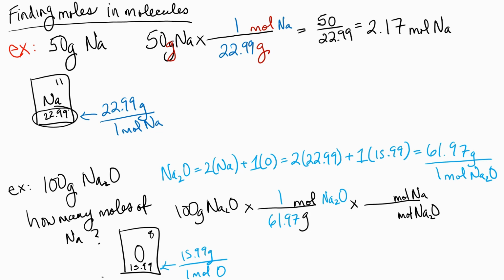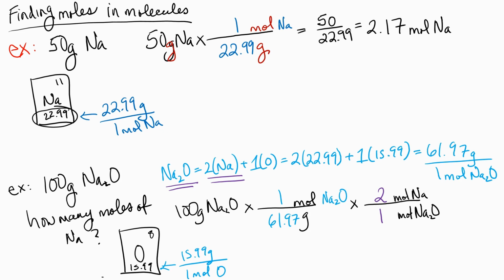Now, if we go back to when we were solving for the molar mass of Na2O, there were 2 Nas in there for every 1 molecule, or 1 salt, of Na2O. So we're going to do the same thing. There's 2 Nas for every 1 mole of Na2O, and then you're just going to solve this all together, and that is going to give you your value for Na moles.